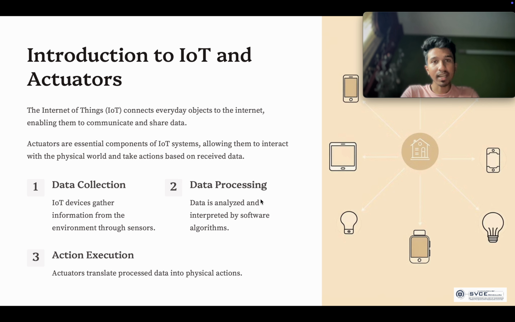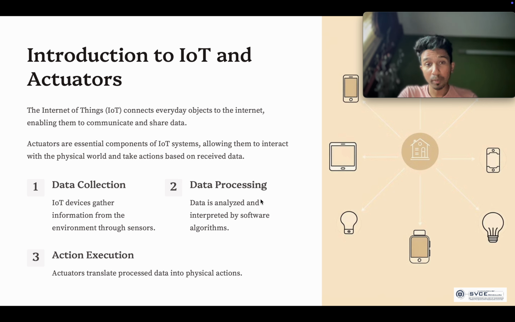So first, let's understand what actuators in IoT are. First thing is, what is IoT? IoT stands for Internet of Things, where we connect various devices, also known as things, in a network, which can be accessed via web or other interfaces. So the Internet of Things connects everyday objects to the internet, enabling them to communicate and share data.